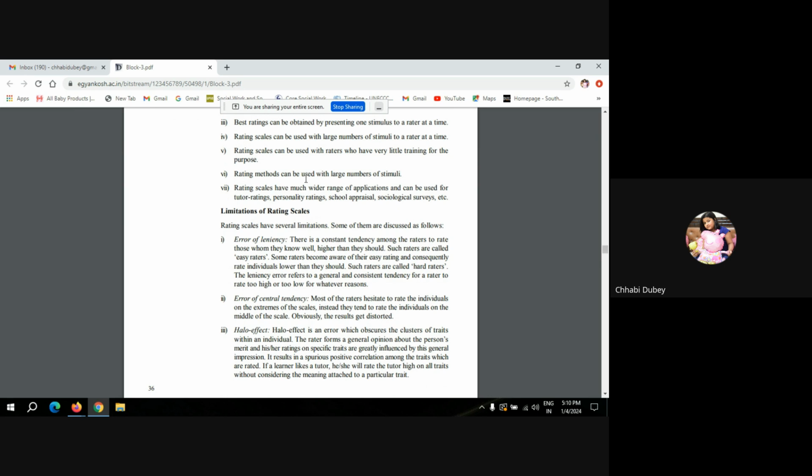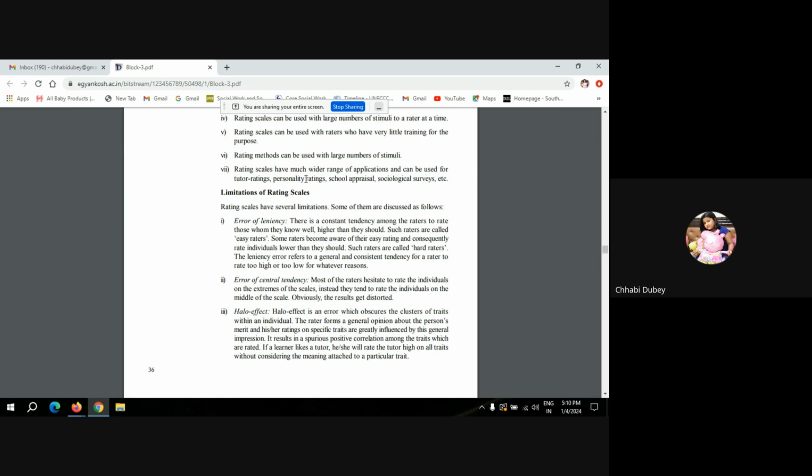Now there are certain limitations of rating scales. Definitely there is an error of leniency. This is basically a constant tendency among the raters to rate those whom they know well. So this is basically an easy rater. You can say that, we are going to rate people whom we know well. There can be an error of central tendency here.